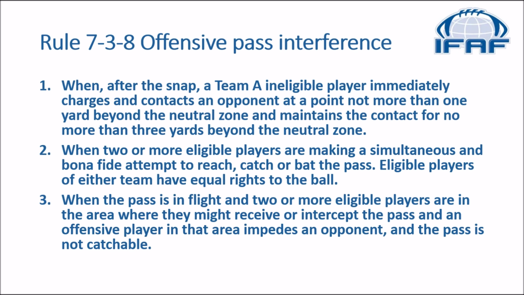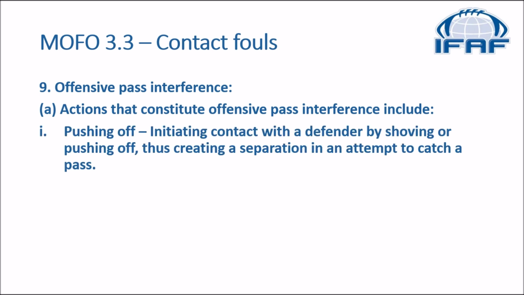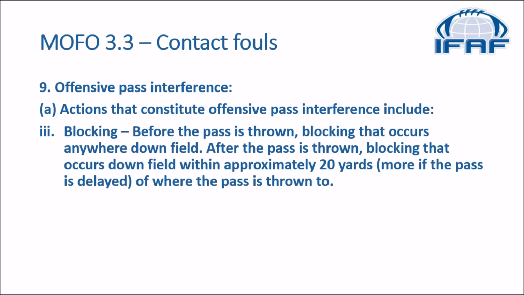and the pass is not catchable. In the MOFO, we go to 339 offensive pass interference. A. Actions that constitute offensive pass interference include 1. Pushing off, initiating contact with a defender by shoving or pushing off, thus creating a separation in an attempt to catch a pass. 2. Driving through a defender who has established a position in the field.